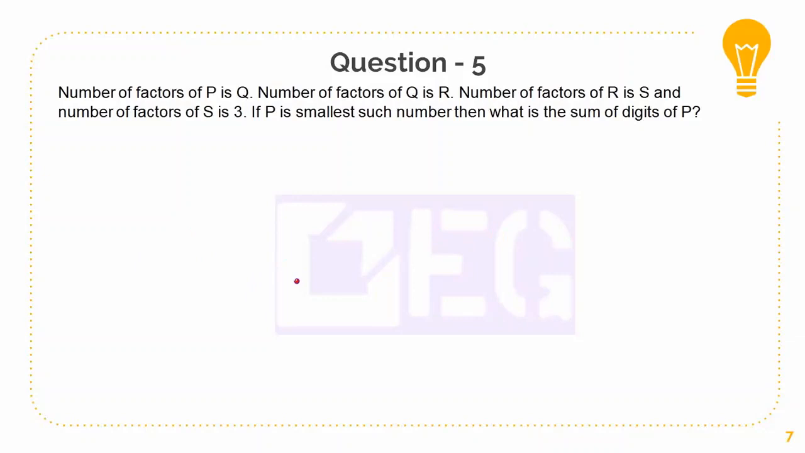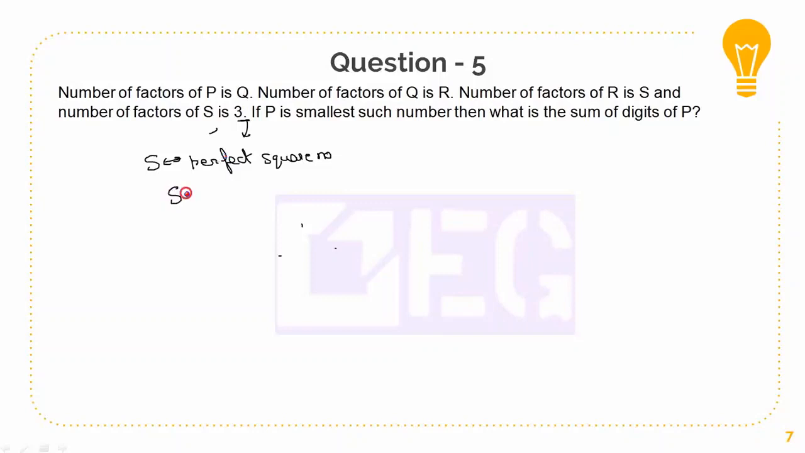So basically we will try to find the minimum value of s, the minimum value of r, the minimum value of q, and the minimum value of p. In this way we can find our minimum value of p. So let's attack. The number of factors of s is 3. That means it is an odd number of factors, so s will be a perfect square number. Only then will it contain 3 factors.